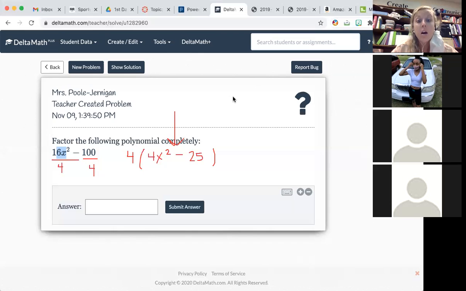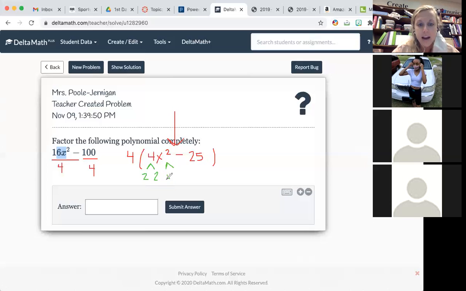Factor. What kind of factors? It's special. Remember, it's two terms. Binomials are special. Square. Yes, good. Check to see if they're perfect squares. Is 4 a perfect square? Yeah. 2 times what? 2, which makes it 2 times 2. Good. What about x squared?